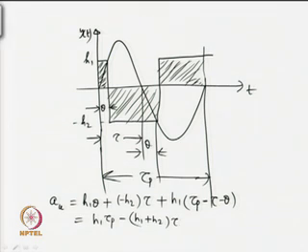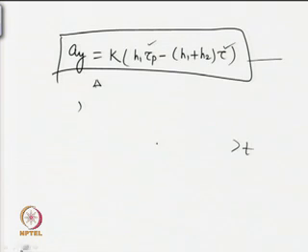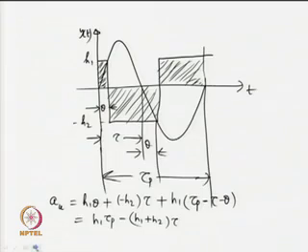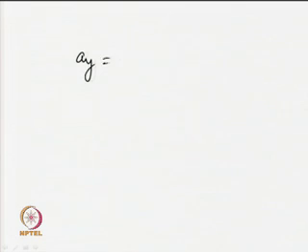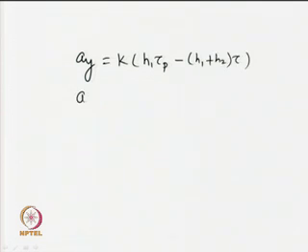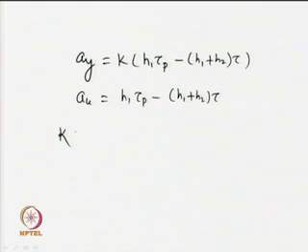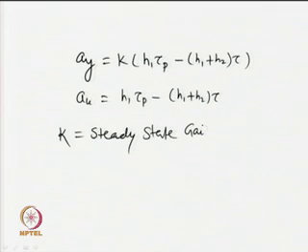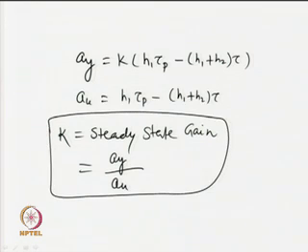So, if you look at the expression for A y and A u, let me give you the A y and A u once more. So, A y is found to be k times h 1 tau p minus h 1 plus h 2 tau, and A u is found to be h 1 tau p minus h 1 plus h 2 tau. Thus, the steady state gain k can be obtained from the ratio of the area of the output to the area of the input. So, this is how the steady state gain of the transfer function model is found.